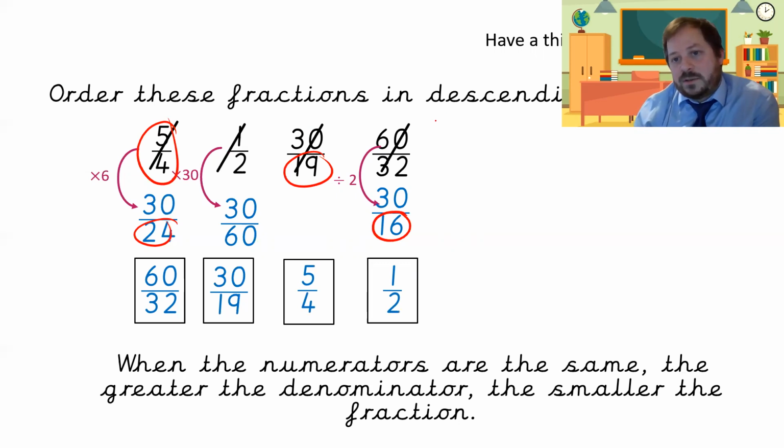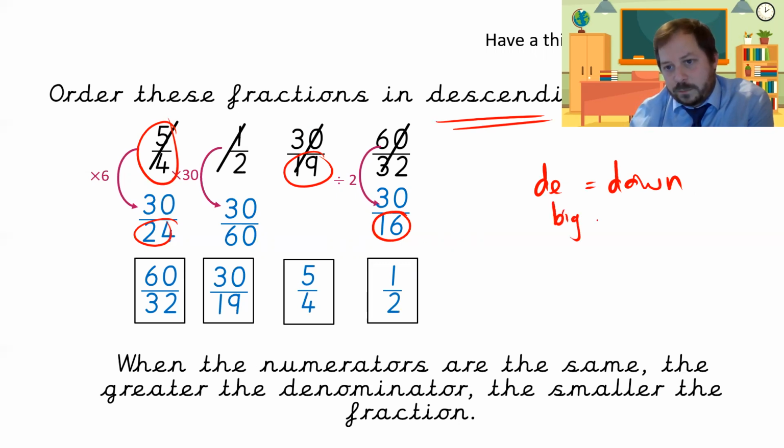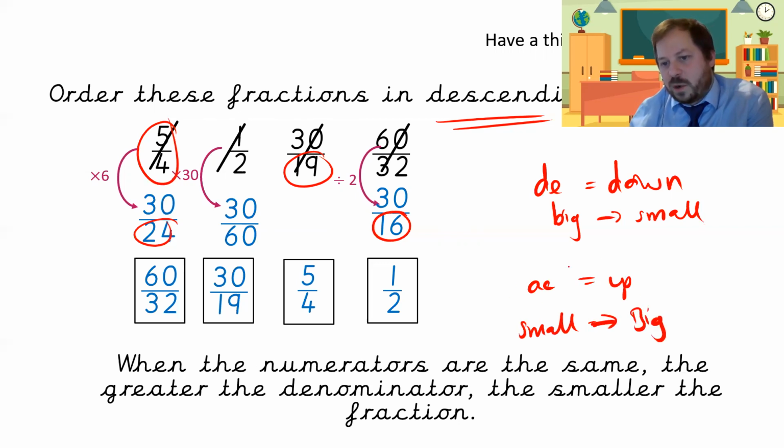And you're going from the largest down to the smallest. The important thing here to remember is what it says up here, what order you're going in. Descending is down, so from big to small. Ascending equals up. So you're going from small to big. And it's just the ones you have to remember.